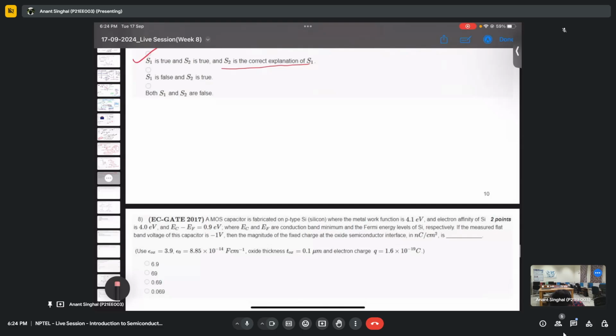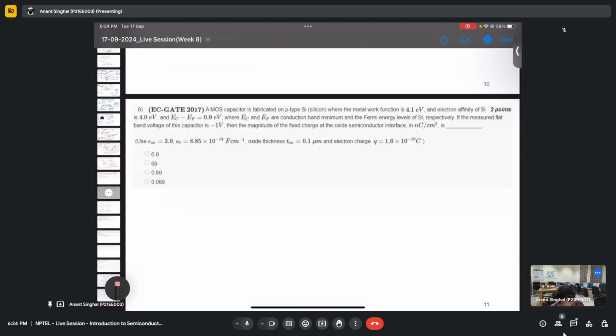Moving ahead. We have a MOS capacitor fabricated on p-type silicon, so it is an NMOS, where the metal work function phi m is 4.1. The electron affinity of silicon is 4. You can also do it side by side. EC minus EF is 0.9. The flat band voltage is given as minus 1 volt. What is the magnitude of fixed charge? Basically we are trying to calculate the trapped charges that are there.